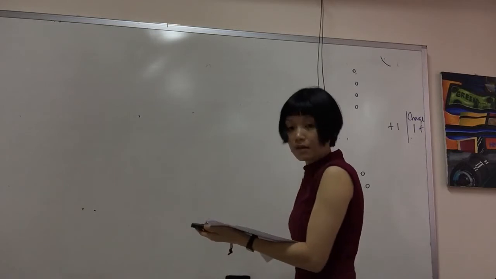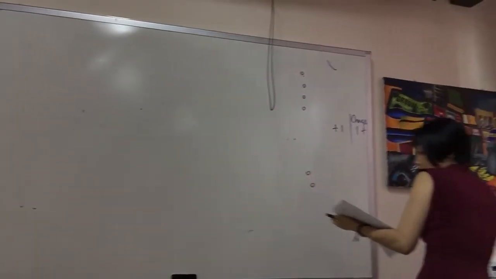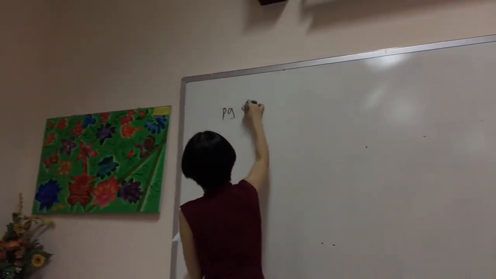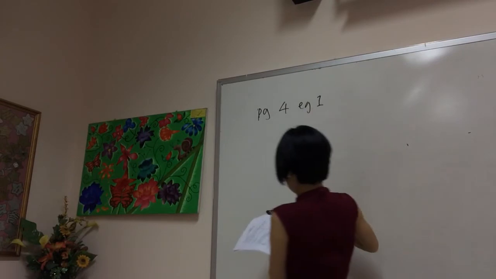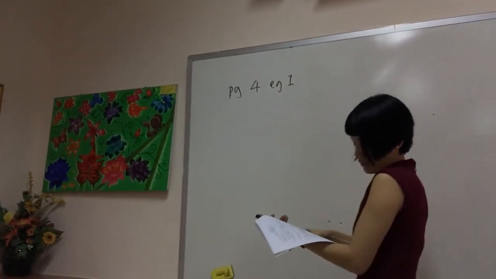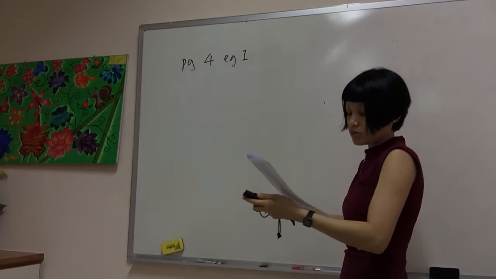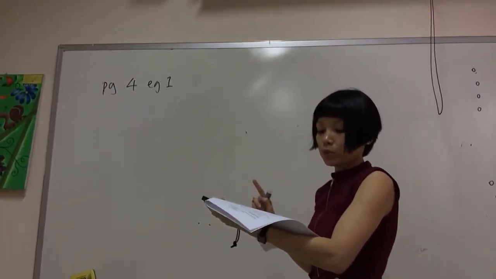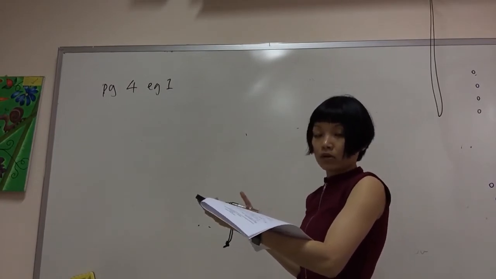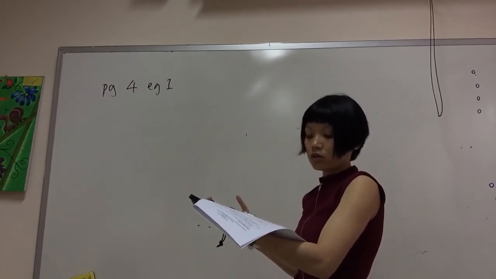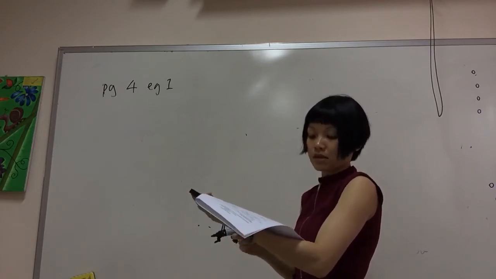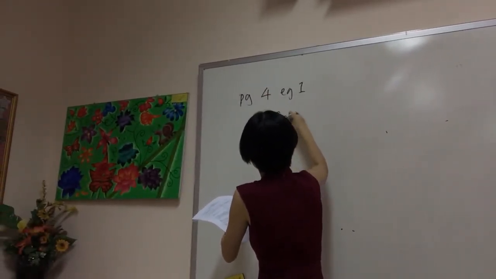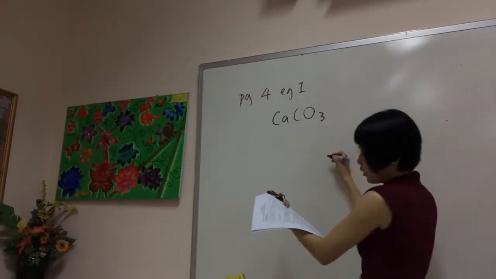Now we will look at example 1 on page 4. How are you going to calculate the oxidation state? If you look at the top, you can see elements with fixed oxidation state when they are in compound: hydrogen, oxygen, group 1, group 2, group 3, and lastly group 7. In example 1, you are given calcium carbonate, and they want you to find the oxidation state of carbon.